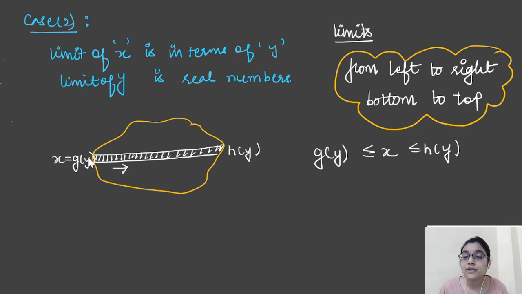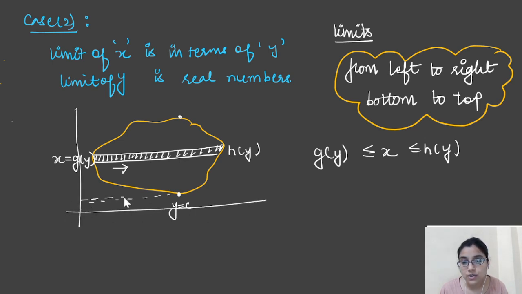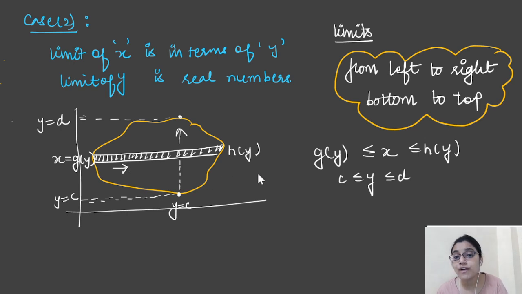Okay, and then we want to find out the limit of y. So limit of y will be covered from bottom to top, the bottommost point and the topmost point. Okay, suppose you have this y-axis over here, so this is going to be y. So suppose this is y equal to d and this is y equal to c, so y is going to be from c to d. And why am I considering this from c to d, because I have to move in a direction from bottom to top, and why from g of y to h of y, because I have to move in a direction from left to right.